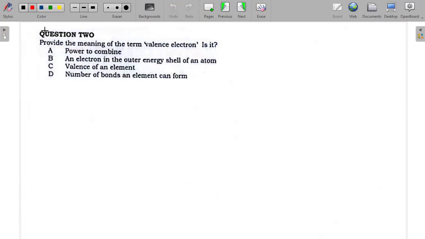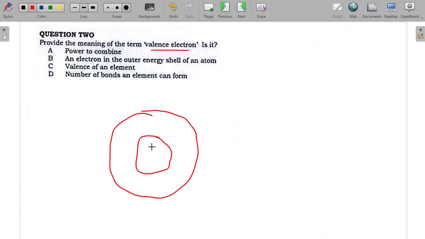Question 2, provide the meaning of the term valence electron. The term valence electron simply means an electron in the outermost energy shell of an atom. If you're still going by the grade 12 model, you have the nucleus with the protons and the neutrons, and then we have these electrons there. The electrons in the outermost energy shell are what we call valence electrons. So we pick B as the correct answer.